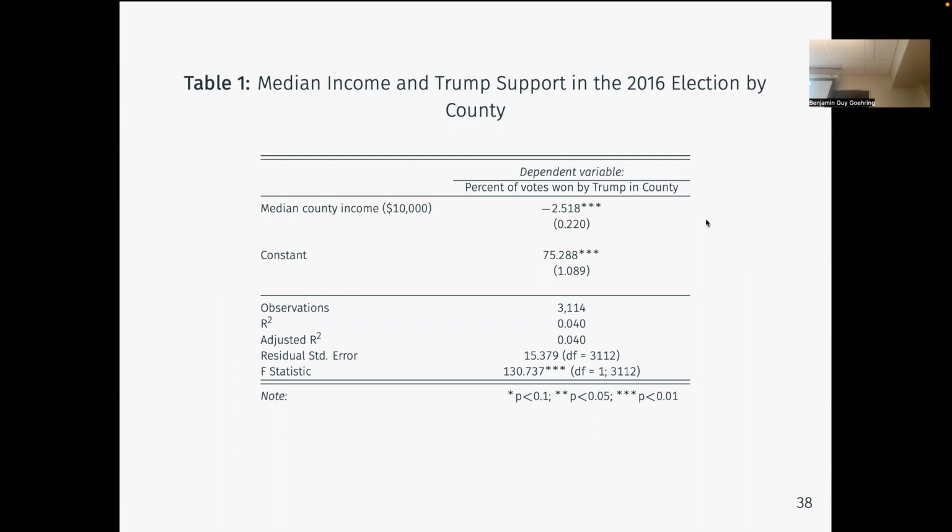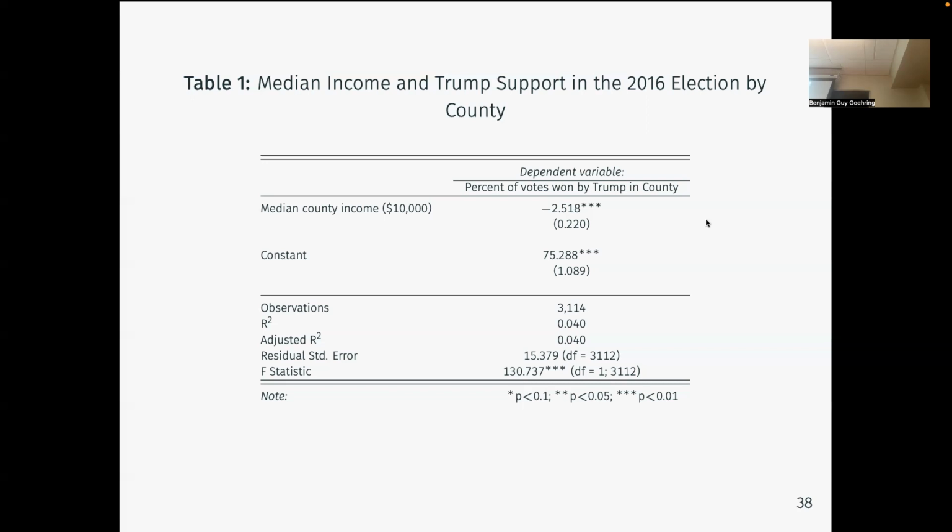There are, I was close, 3,114 counties in the United States. Here is our slope of beta. On average, as median county income increases by $10,000, Trump's percent of votes in a county decreases by 2.5%.